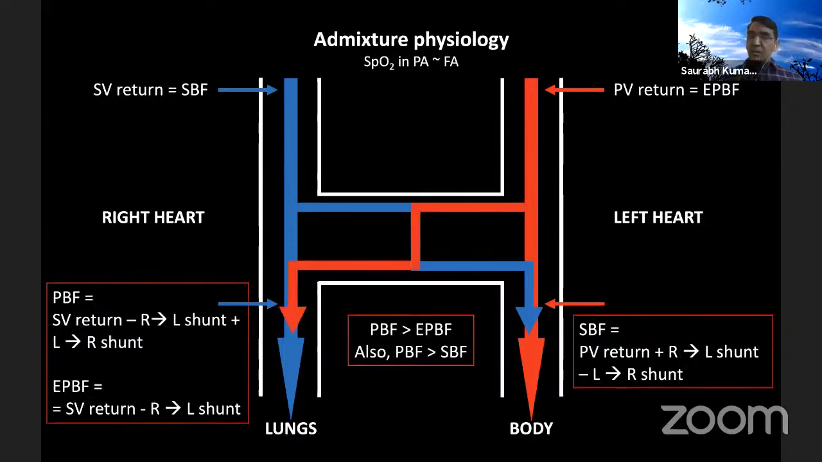Now, this is the third physiology, admixture physiology. As the name suggests, here the blood from the left side is mixing with the right, and from the right side is mixing with the left. So the blue one is suggesting right to left shunt.